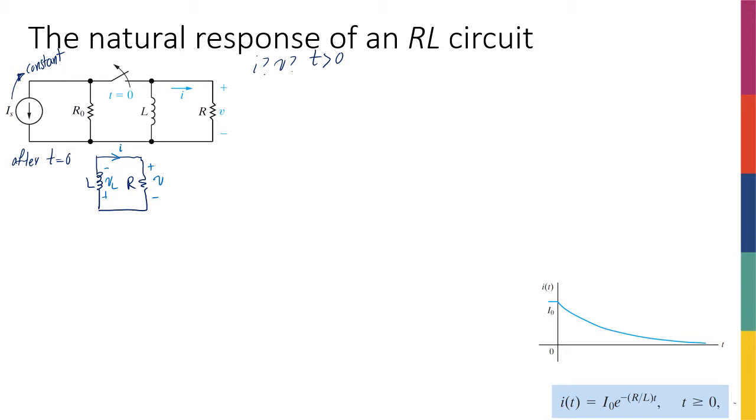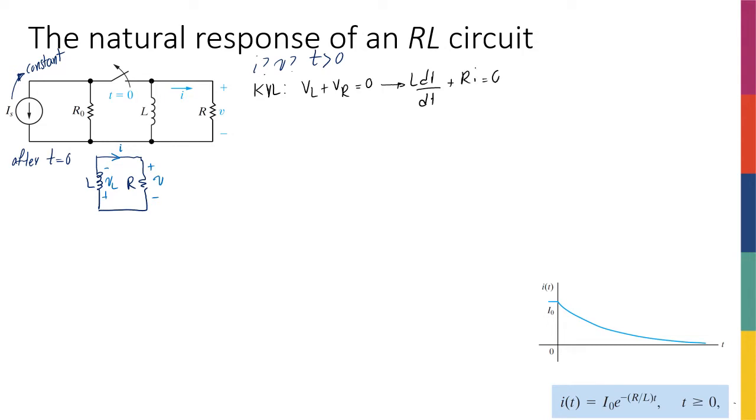Okay. Now, if I want to actually analyze this, I'm just going to use the same tools that I always use, which is basically KVL and KCL. So if I write KVL here, I'm going to have VL plus VR equal to 0, or negative VL minus VR is equal to 0, depending on which direction you go for your KVL. So VL is L di over dt. We learned that in chapter 6, and VR is Ri, and the sum is equal to 0.